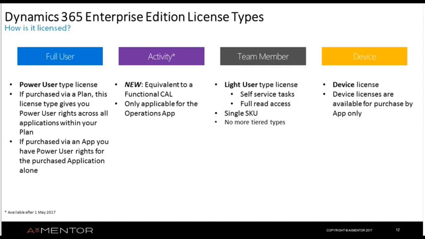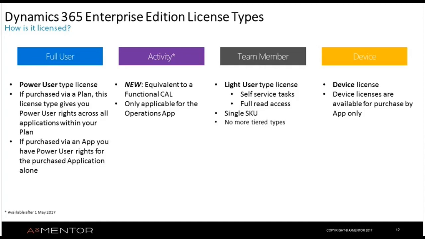With the activity type, moving over to the right, it is only applicable again for operations, but it is equivalent to a functional type CAL. If you're not familiar with the functional CAL, it's a 2012 license type, and it's just below a full user. You have a lot of functionality with it, and I'll give you a brief overview of that, but it isn't a full user. So you have some approvals, but not all approval type rights.